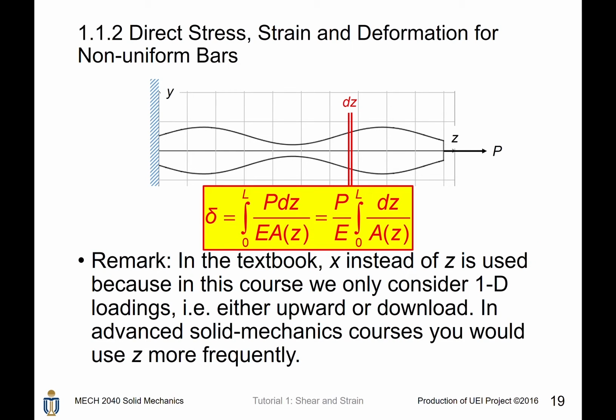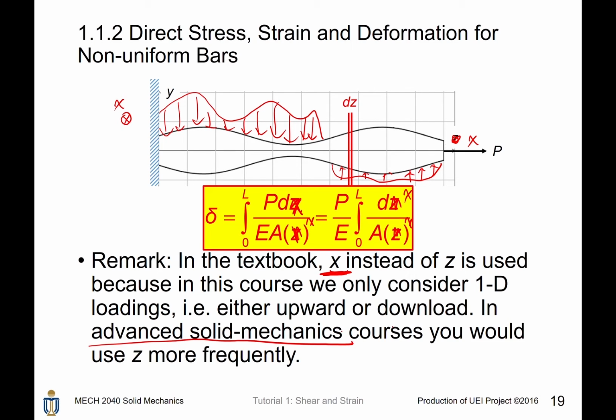A remark is that in the textbook, they use x instead of z, because in this course we only consider 1D loading. What does that mean? That means maybe your loading is like this, but it is 1D. In reality, we still have loading pointing to the x-axis, but you cannot see it here. So in this course, we only consider 1D loading, but I still recommend you to use z, because in the advanced solid mechanics course, we will use z instead of x, because x is often used to calculate the sectional properties. I will introduce that to you later.